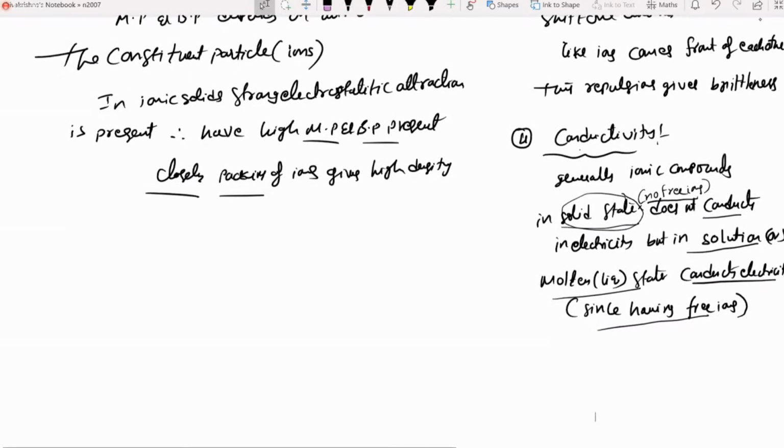And next, what is that? Fifth one. Okay, these ionic reactions are very fast. Yes, 1 minute.